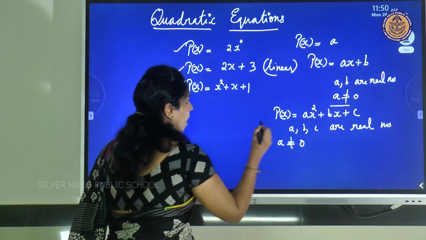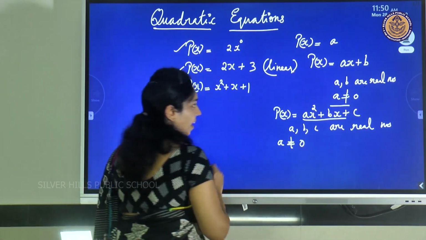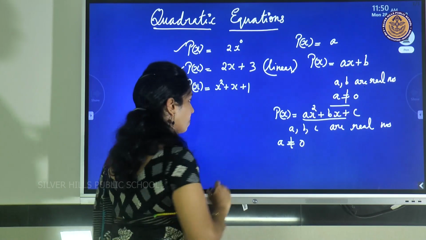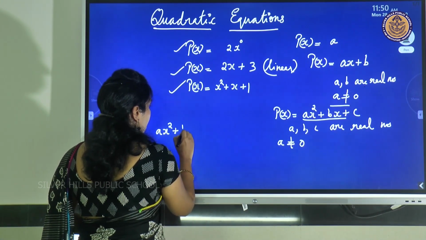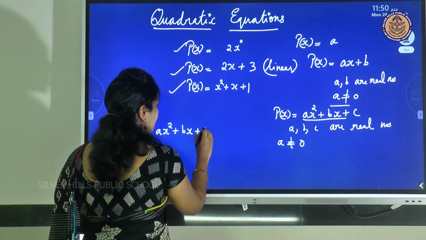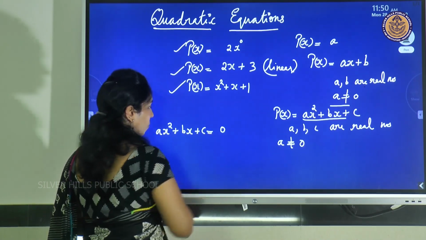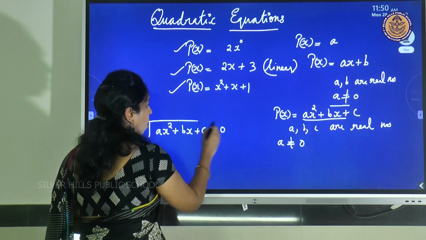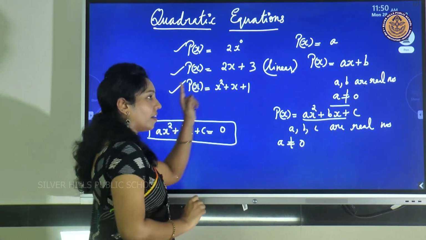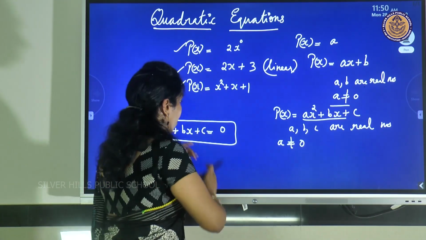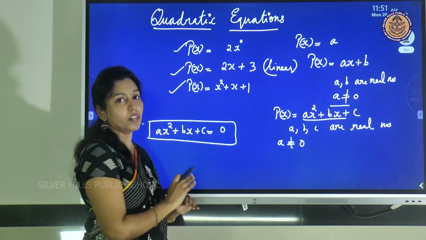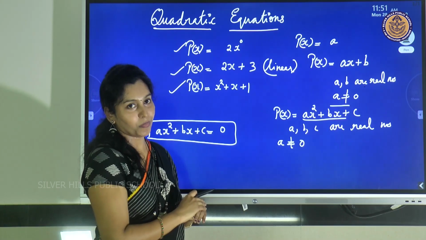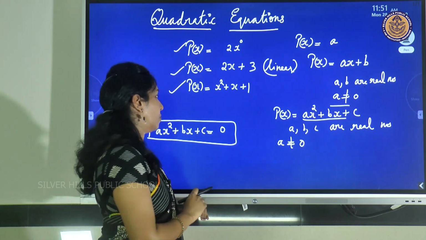Now, if I equate this expression to 0, say, if I write ax square plus bx plus c is equal to 0, this is called a quadratic equation. That is, we are equating a quadratic polynomial to 0. Hope that's clear to all of you.